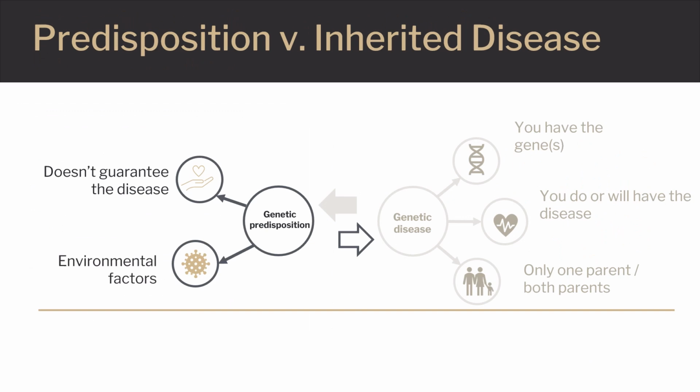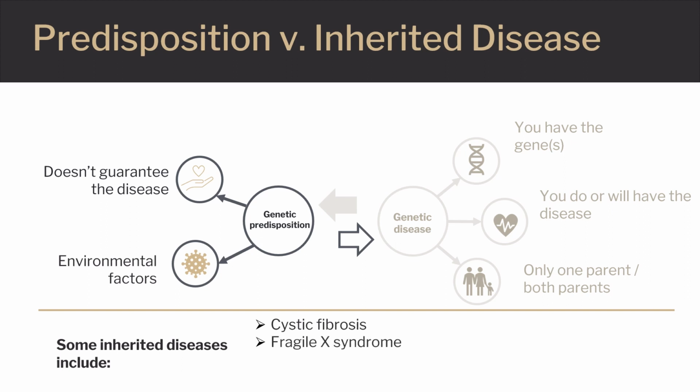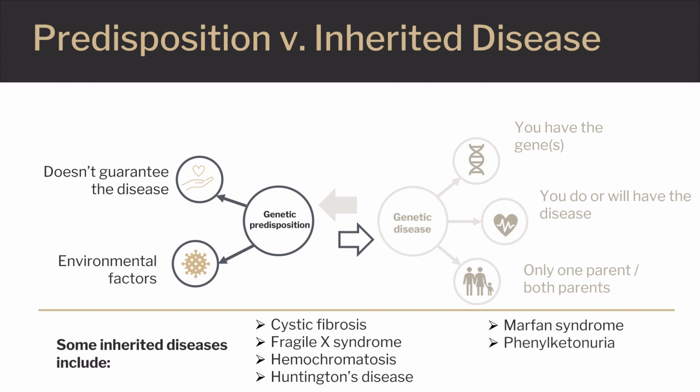To reiterate, having a genetic predisposition to a condition is not the same as having a directly inherited genetic disease. A genetic predisposition does not guarantee that you will develop the condition. Predispositions might require other factors, such as environmental factors, to be present in order to trigger the manifestation of the disease. An inherited condition means that you inherited the affected variant from one or both of your parents, and because of this, you will develop the condition. Some inherited diseases include cystic fibrosis, Fragile X syndrome, hemochromatosis, Huntington's, Marfan syndrome, phenylketonuria, polycystic kidney disease, and Tay-Sachs disease.